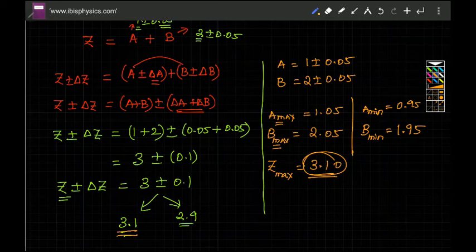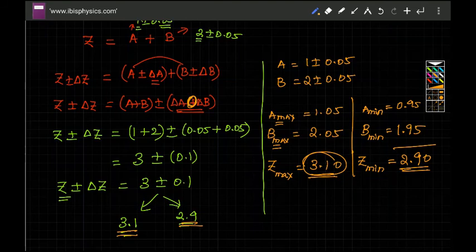3.1. And A minimum plus B minimum, we will get Z minimum. Z minimum is, then again, 0.95 plus 1.95, which is 2.90. This is what we are getting over here. So here, why is it plus? Again, I will have to address why it is plus. So it is just a minimum guarantee. Minimum guarantee means the maximum possible thing.